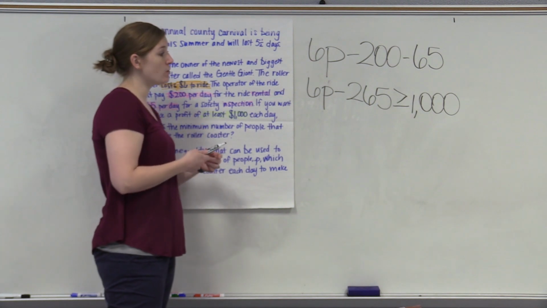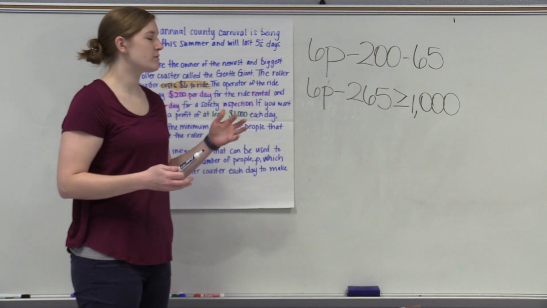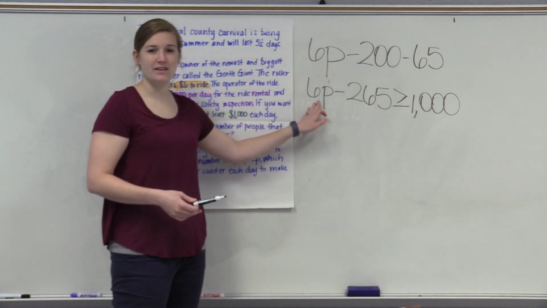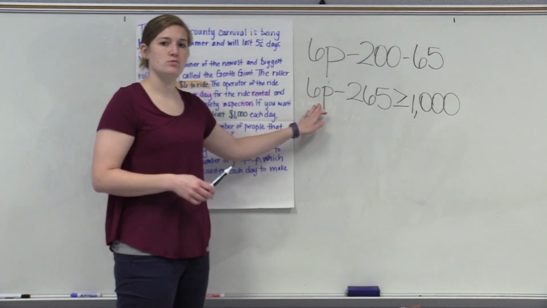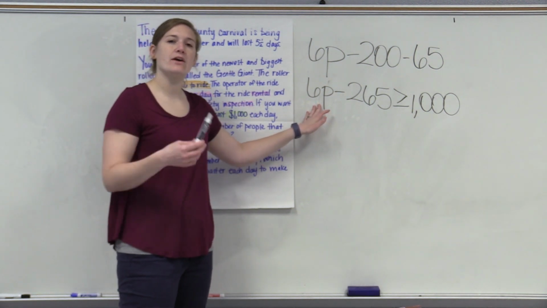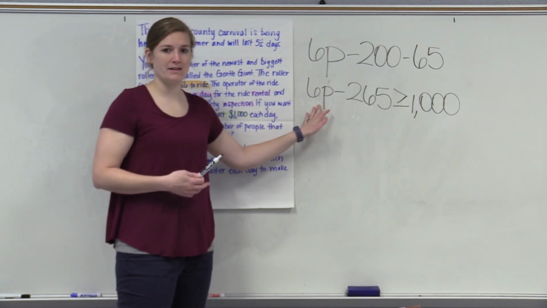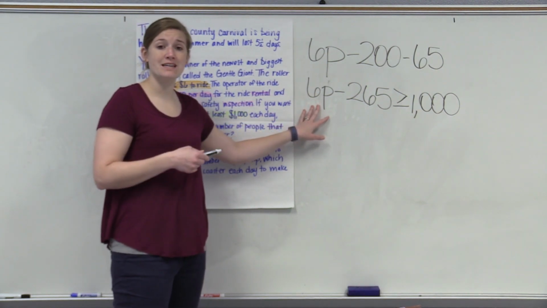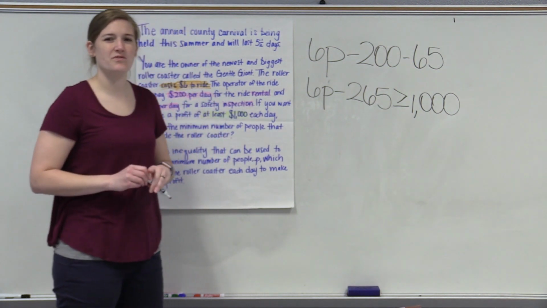Since we now have an inequality that we can solve, what's your first step? Remember that when you're solving an inequality, just like when you're solving an equation, you're trying to isolate the variable or get the variable by itself. So what you should think to yourself is, what's happening to that variable and how can I use inverse operations or opposites to get that variable by itself? When I look at this, I notice that P is being multiplied by 6, but we're also subtracting 265. So what do you think the first step would be?